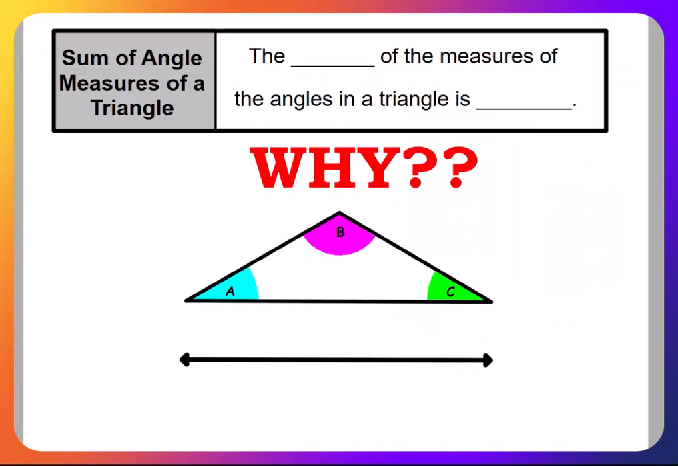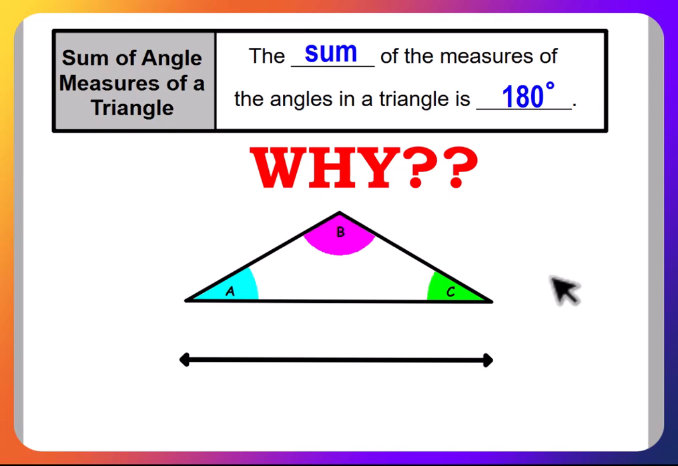Okay, so we have another theorem. This is the sum of the angle measures of a triangle. It states that the sum of the measures of the angles in a triangle is 180 degrees. That means you add all three angles up, it's going to equal 180 degrees. It doesn't matter if it's a small triangle that you've drawn on a piece of paper or a large triangle that you've painted on the wall in your bedroom. Add up all three angles and it will always equal 180 degrees.